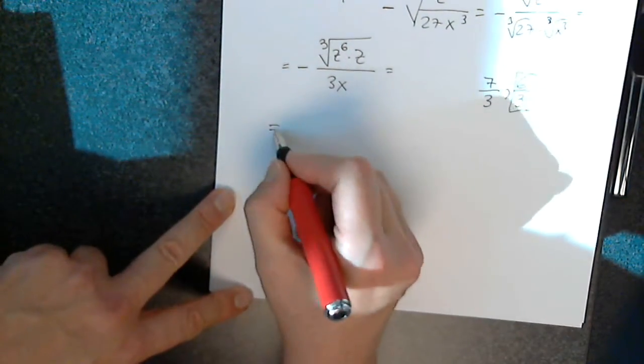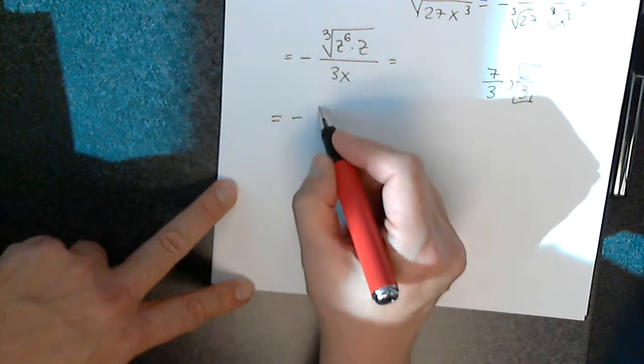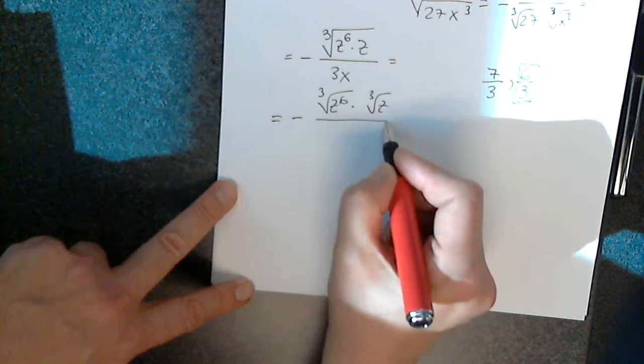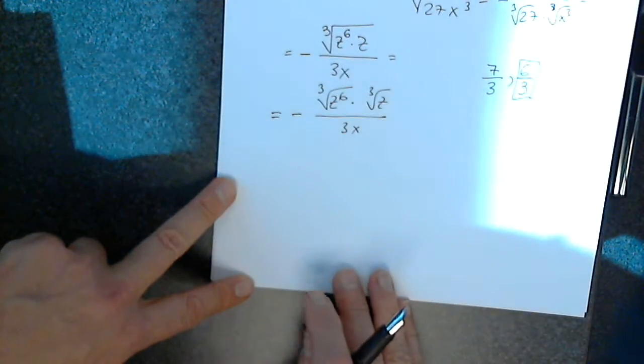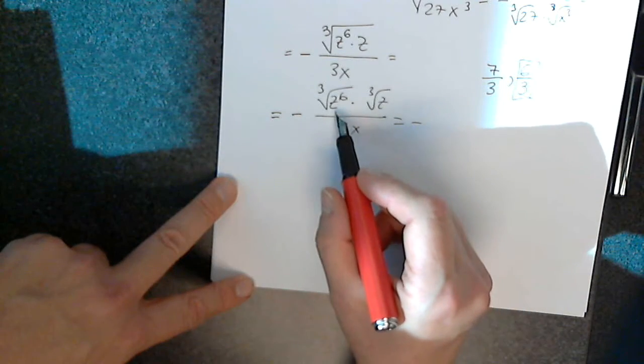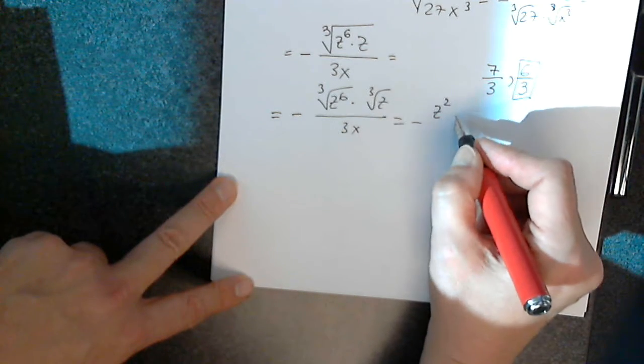So now what is the top? Of course, you have to split it again. The cube root of z to the 6th times the cube root of z over 3x. And one of them will be simplified. Which one? So like z to the 2nd. Very good. Excellent.